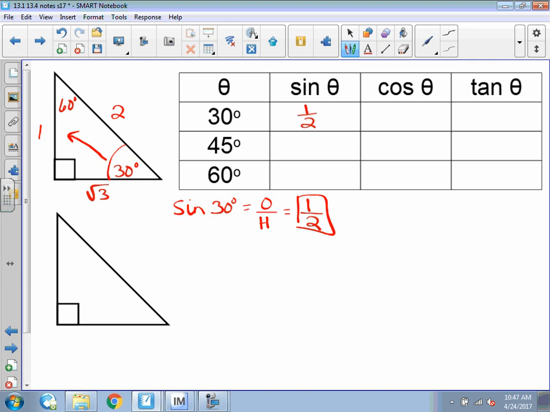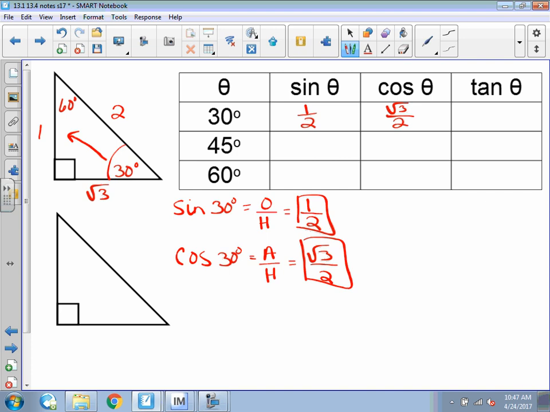Okay, so now let's do cosine of 30 degrees. Cosine is what over what? Adjacent over hypotenuse. Adjacent is what? Square root of 3. And hypotenuse is 2. I'm all right with that. The only problem comes in is when you have a square root in the denominator. You have all the square roots you want in the numerator, on the top. You just can't have them on the bottom.